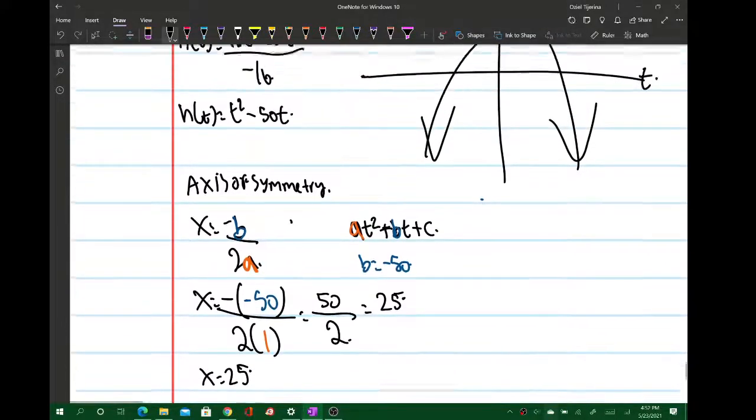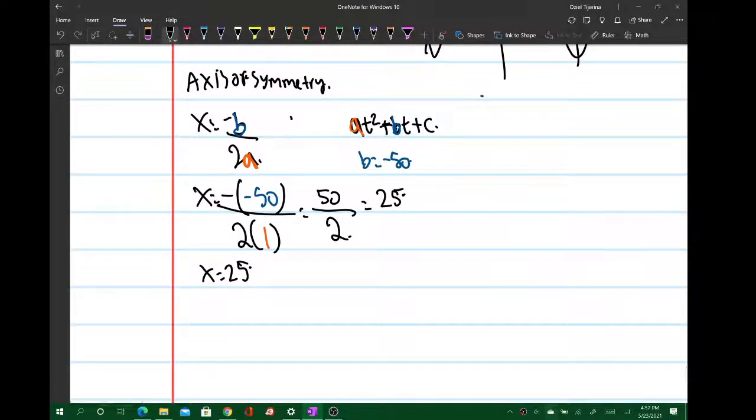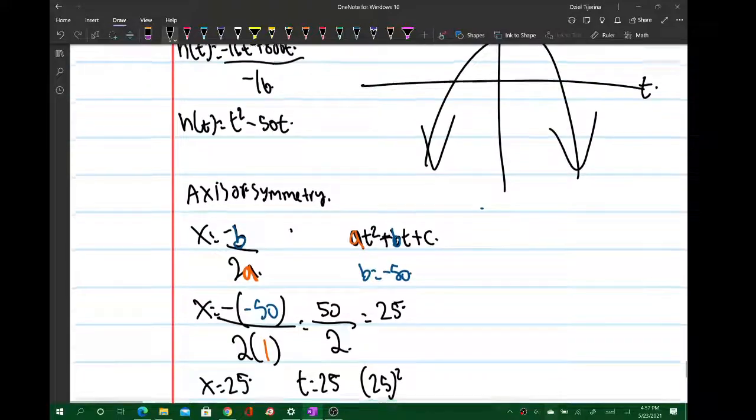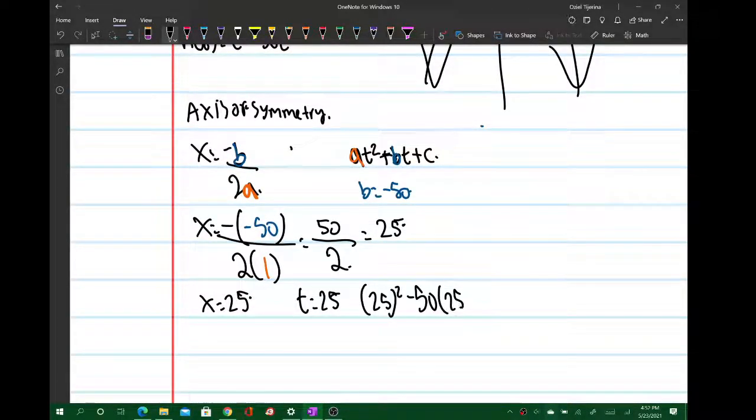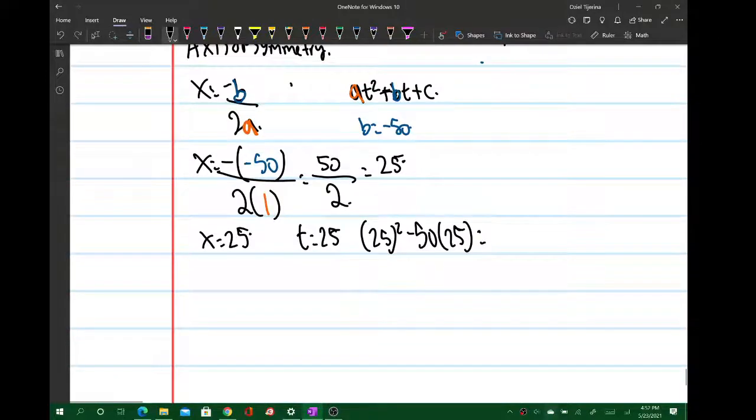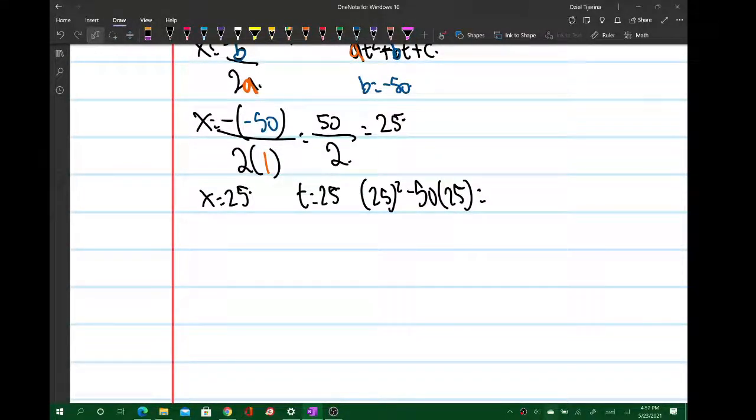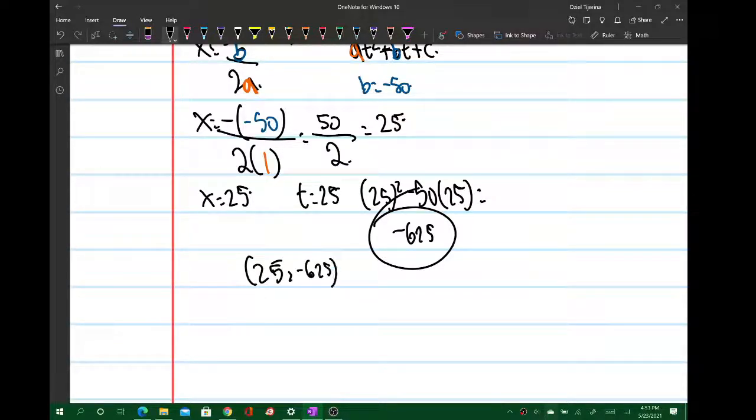you would plug that back in for t. So in reality, t equals 25, so you would say 25 squared minus 50 times 25 is equal to the y value of your vertex. So you would use your calculator. 25 squared minus 50 times 25 would be negative 625, right? So your vertex would be 25 comma negative 625.